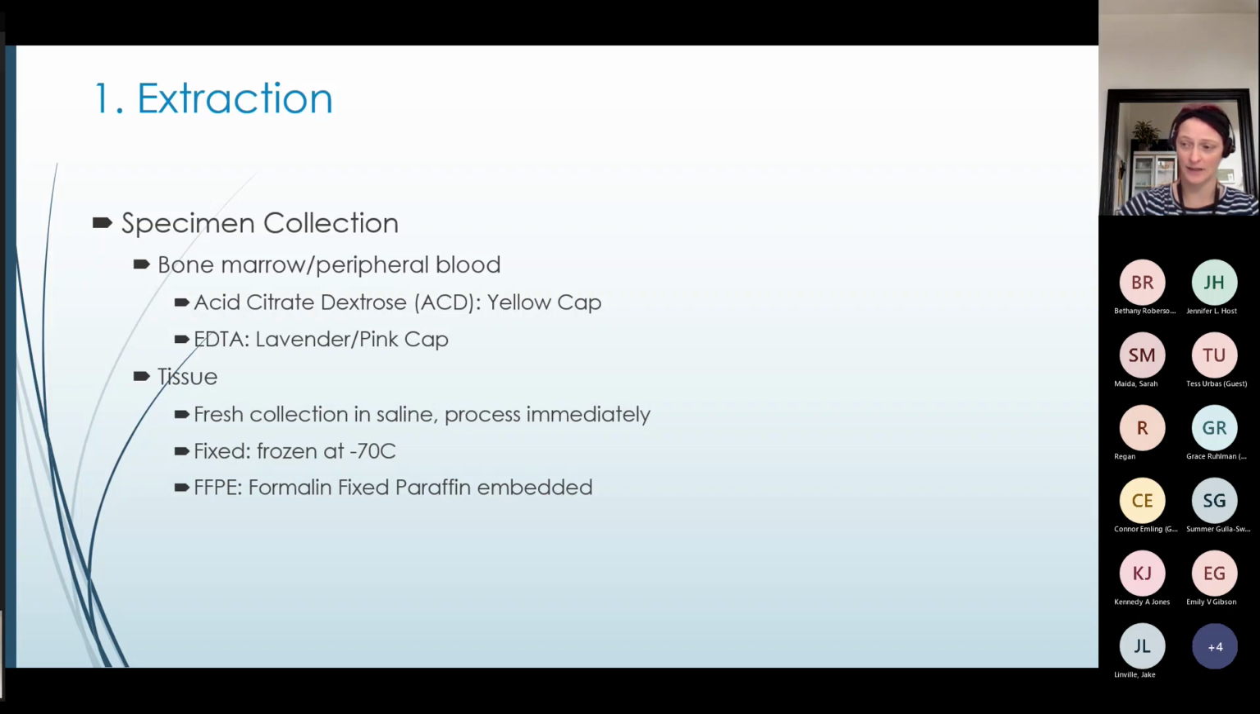I added to the slide for tissues. We can either use fresh tissue collected in saline and processed immediately. You want to process fresh tissue immediately because it can start breaking down, and all of those enzymes, as it breaks down, are going to degrade your nucleic acid in there. So if it's fresh, you want to process it as soon as possible.